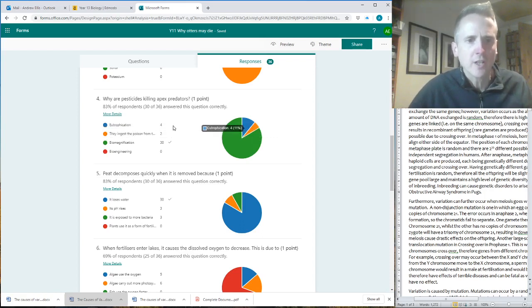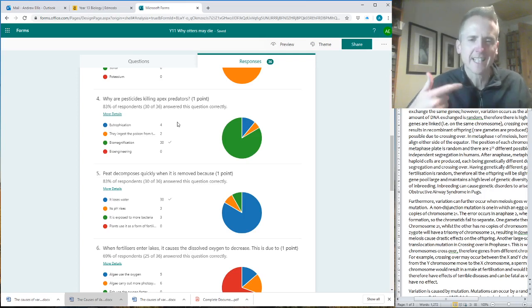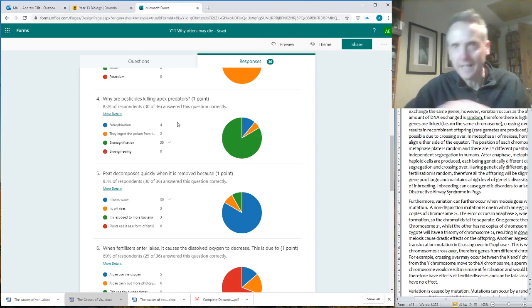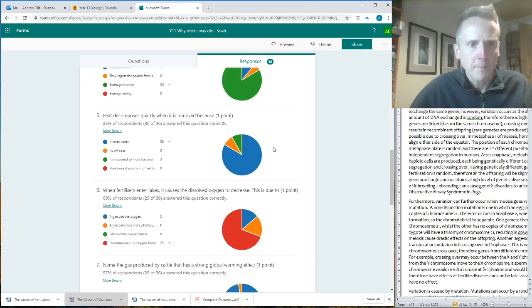And eutrophication is when the algae grow faster and oxygen depletes. And so that's linked to fertilizers. Fertilizers and pesticides get confused by students, and therefore you need it really clear in your head the difference between the two. So well done, most of you.